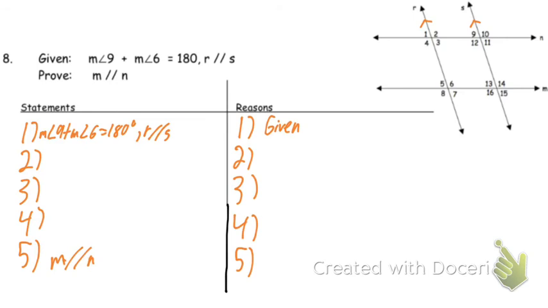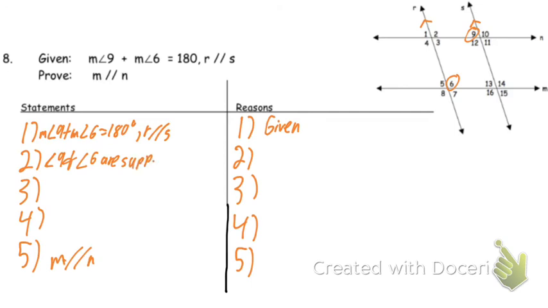Now we know measure of angle 9 and measure of angle 6 add up to 180, right? Now wait, what's it mean if they add up to 180? We said that a minute ago, it means something else. They're what? Supplementary. So we can say on statement 2, let's use that information right now. Angle 9 and angle 6 are supplementary.